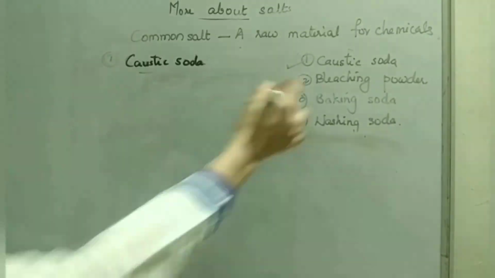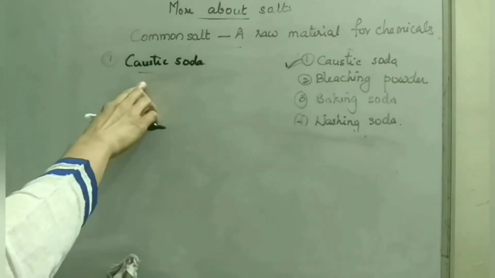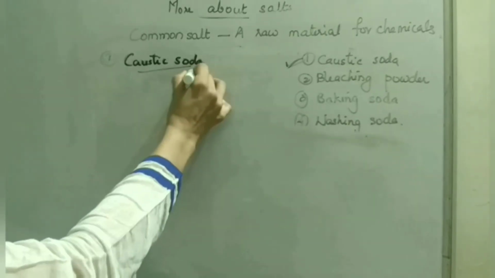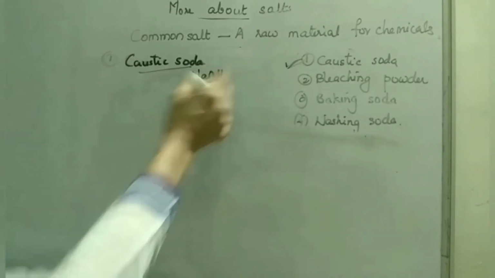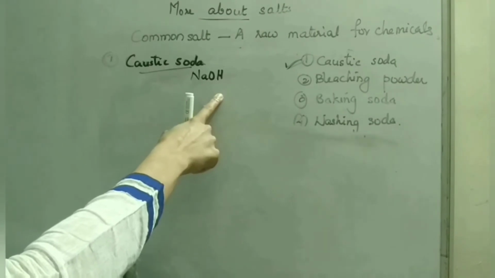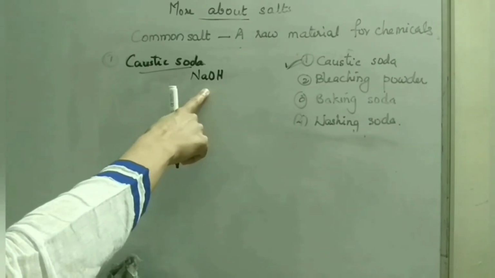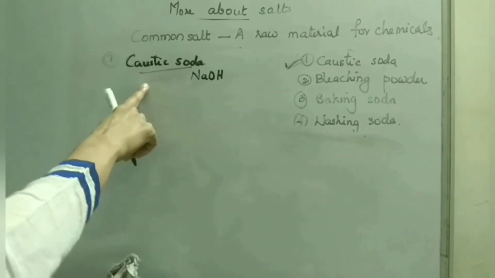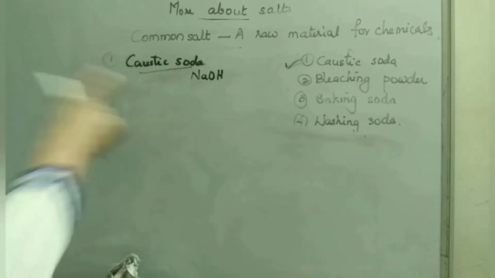Now the first salt, caustic soda. What is the chemical formula of caustic soda? NaOH. Chemical name, sodium hydroxide. We already know that it is a base. Sodium hydroxide is a highly reactive base, and sodium hydroxide is known as caustic soda.